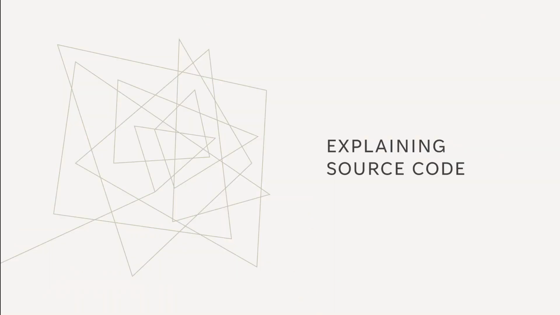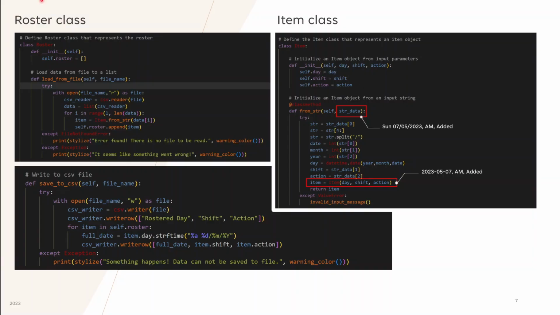Okay, so I'm going to explain the source code snippet. Here I have the main classes, which are the class Roster and the class Item. The class Item represents an item object. The attributes of item objects are day, shift, and action or status. The from_string function is converted into a class method, which creates an item object from an input string. The string data here looks like this. Then the from_string method will read this string and return an item that looks like this, with separate attributes for easy access. In general, this is the string format to display in the terminal and save in the CSV file, while this is the format that is used for data processing.